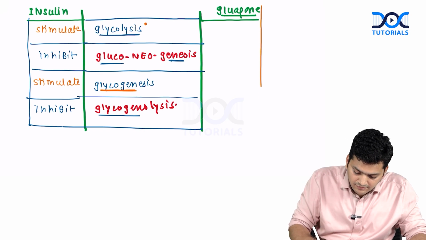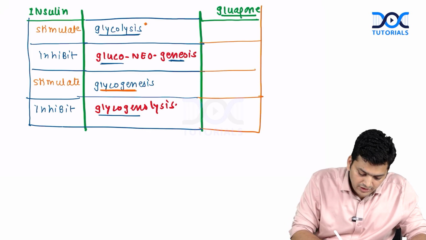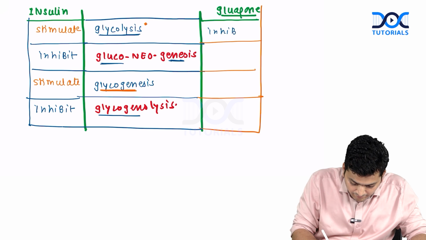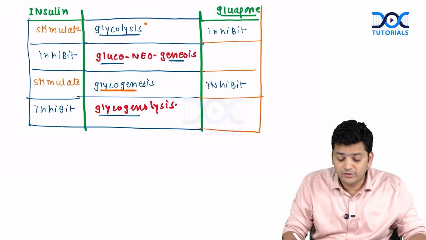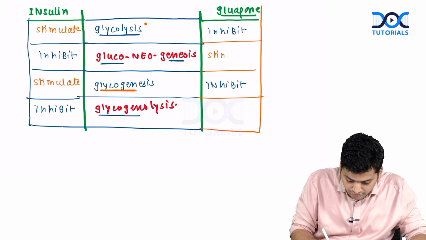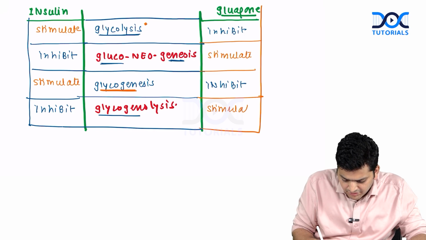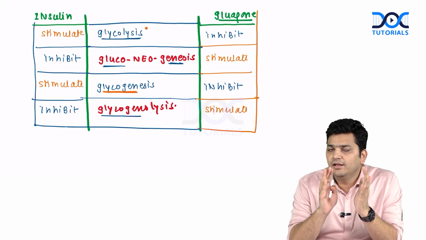Whereas the glucagon is going to be opposite. Whatever the insulin is going to stimulate, the glucagon is going to inhibit. And whatever insulin is going to inhibit, the glucagon is going to stimulate. So we don't have to remember glucagon, we'll just remember the insulin, and the opposite is for glucagon. So that is basically the summary.